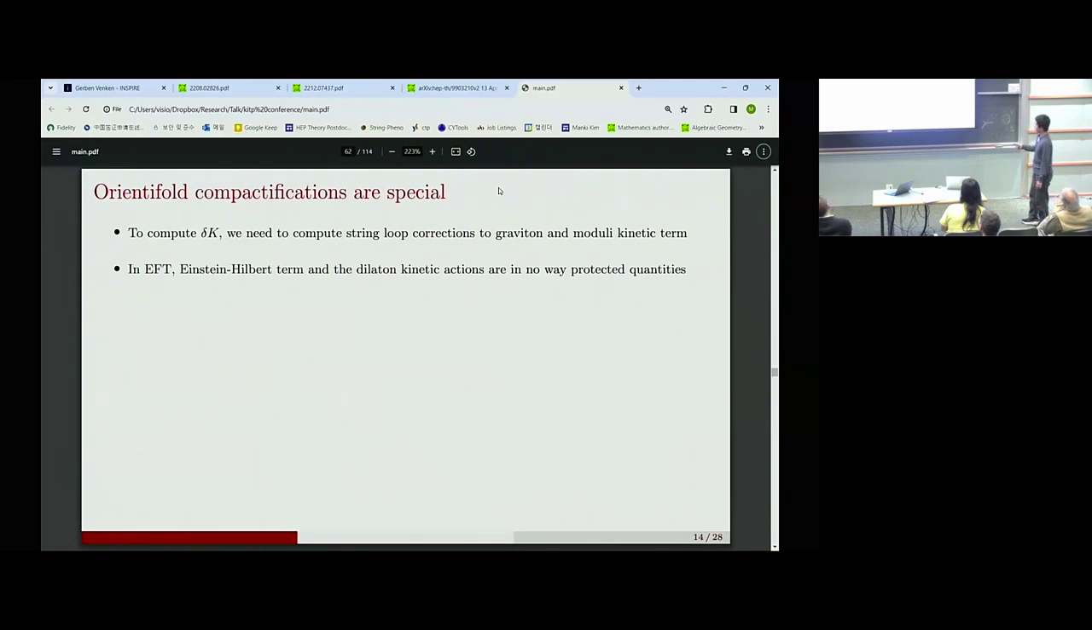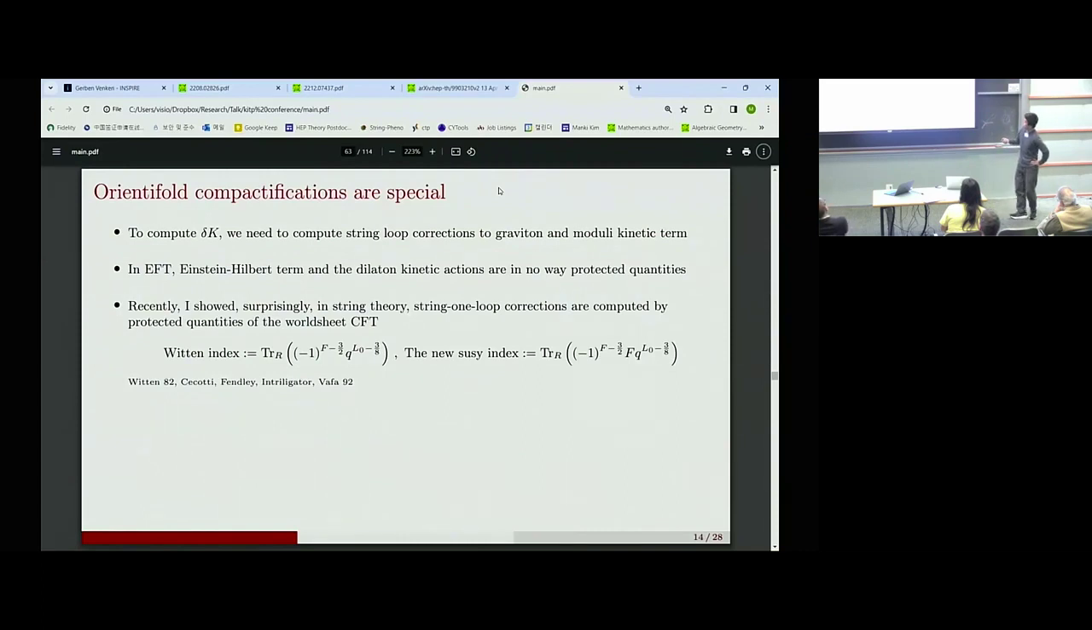As we know, and as I've been emphasizing, in low energy EFT, the Einstein-Hilbert action or the kinetic term for the graviton, or for example, the kinetic term for the dilaton, are not protected quantities. So there is no way that you can guess that this must be computed by some indices. The surprise that I found recently, although I'm not going to talk about the details of the computation, but you can ask me later, is that in string compactifications, the string one-loop correction to, for example, the Einstein-Hilbert action and the dilaton kinetic term are actually computed by protected quantities. And by protected quantities, I mean the Witten index of the worldsheet CFT and the new supersymmetric index of the worldsheet CFT. And the new supersymmetric index is not really an index. It is an index in the sense that this quantity is not sensitive to the D-term deformation of the underlying theory, but still it is a protected quantity, so you have some hope of computing it in explicit Calabi-Yaus.